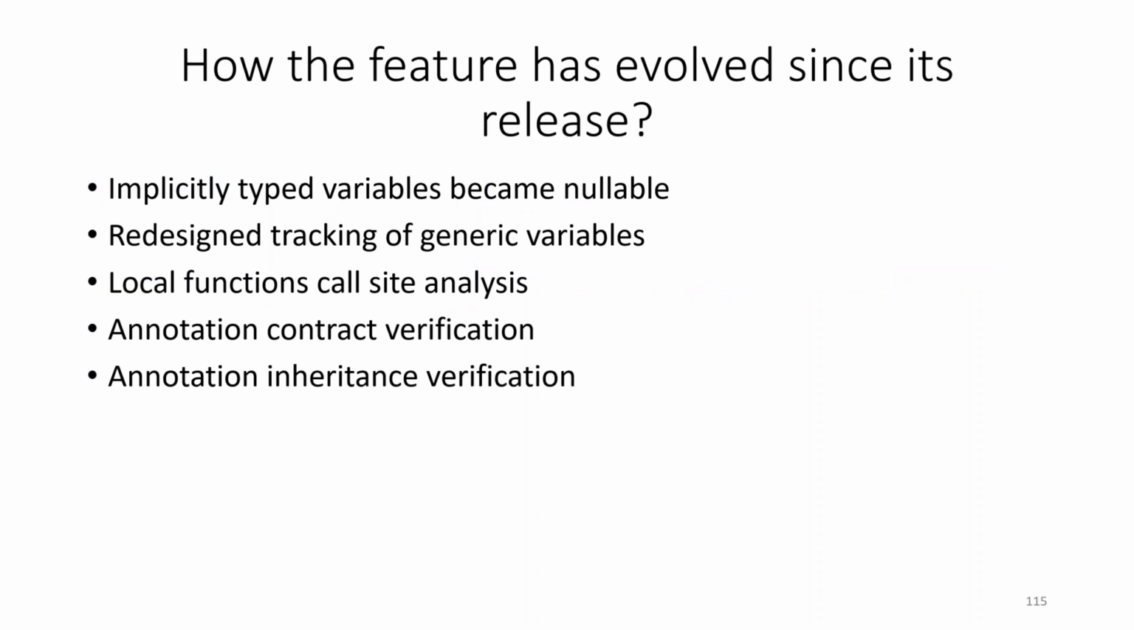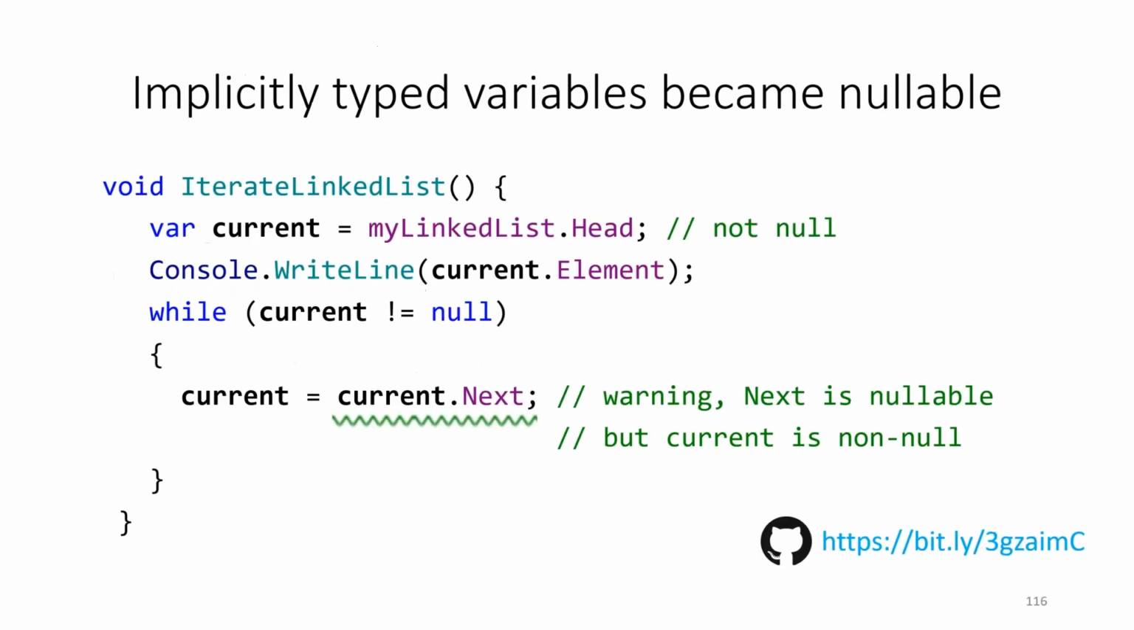And even so, it was less than a year since the feature was released, there are already a ton of changes. You might not expect this much from a feature that was released just last autumn. Implicitly typed variables became nullable. Tracking of generic variables was redesigned. Local functions got call site analysis. Annotations got contract and inheritance verifications. There is a ton of changes. I don't even know how many developers are still working on this feature, and it gets updates daily.